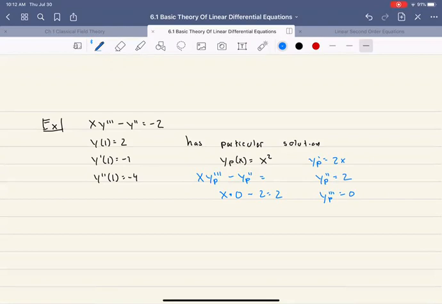Now, let's take a look. That does not actually solve the initial conditions. I want you to notice yp of 1 equals 1. So it does not satisfy the initial conditions. In order to satisfy the initial conditions, we need some combination of the homogeneous solution. So we're going to take 1, x, and x cubed, which solve the homogeneous equation.